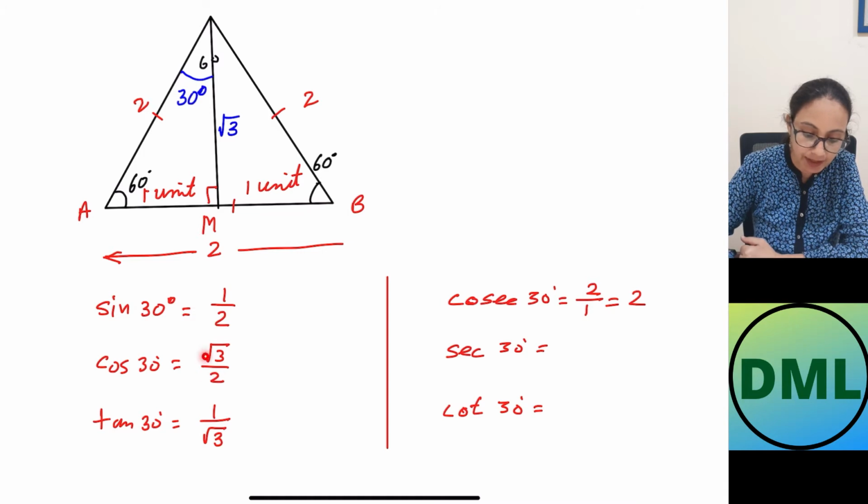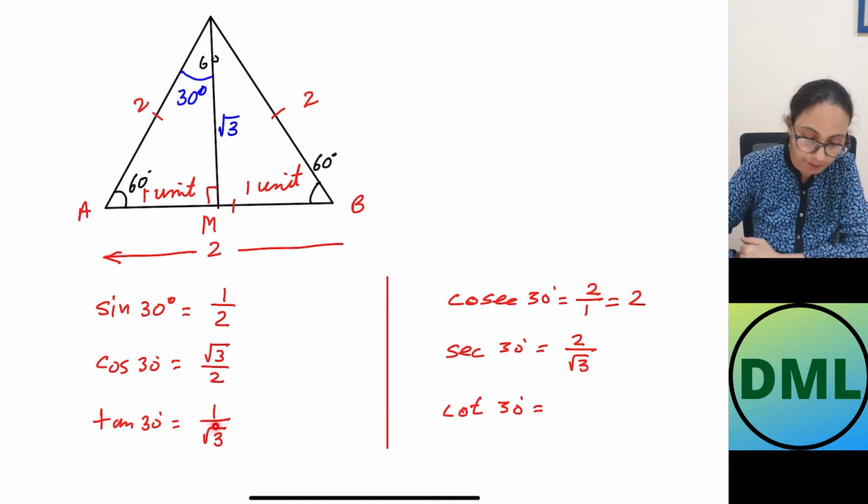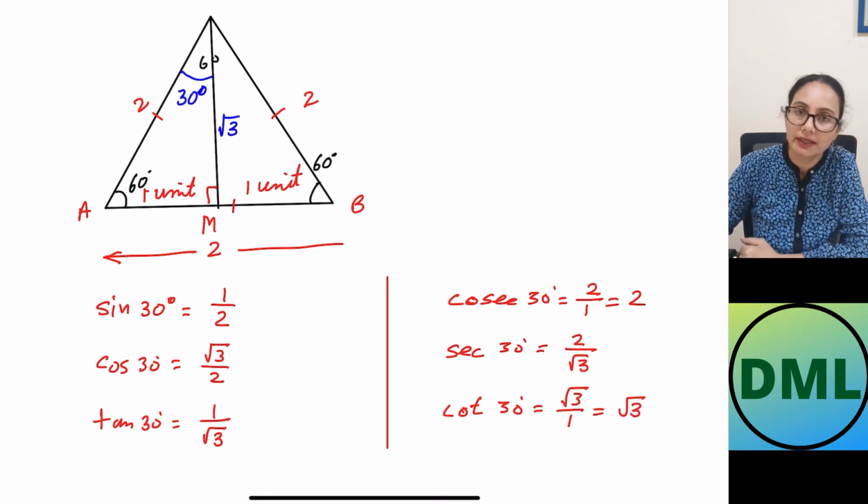So sec will be the reverse of this one. That means sec 30 degree is 2 over root 3. Now I will look for cot 30 degree. Cot 30 degree is 1 over tan 30 degree. That means I need to flip my answer here. So that will be root 3 over 1, which is equal to root 3.